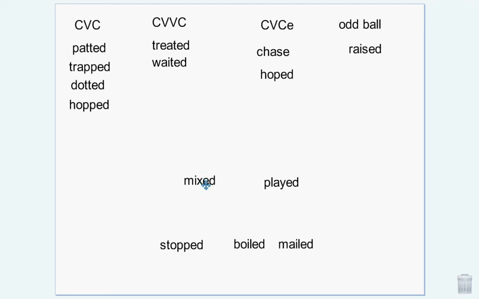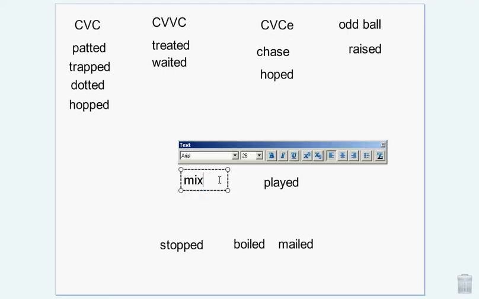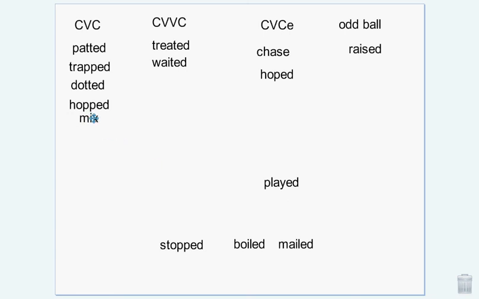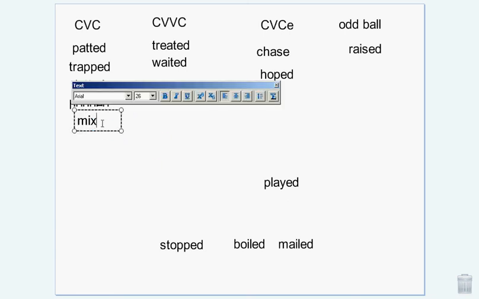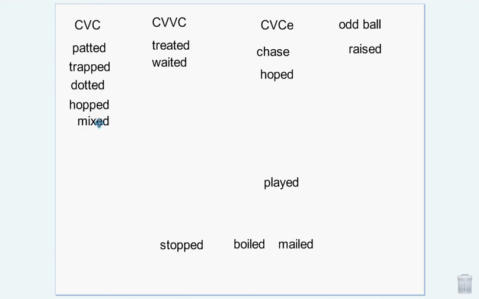Mixed. Now, if we look at the root word, it's MIX. Okay, well, that goes here. But then if I think, okay, what's the pattern? That means I double X and add ED. Well, that's not right. We don't double an X. So X is one of those weird consonants that we don't double. That's why this one might be considered an oddball, or it can be considered CVC. I'll put it over here in CVC for now, and we'll put the other one, played, in oddball.